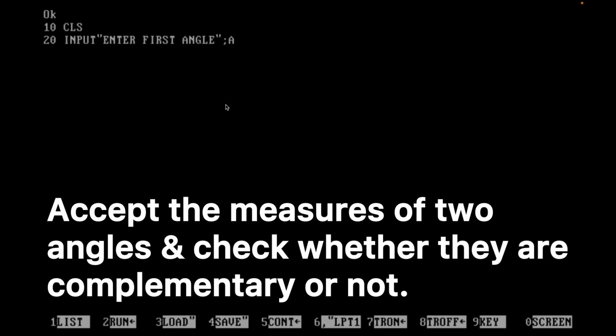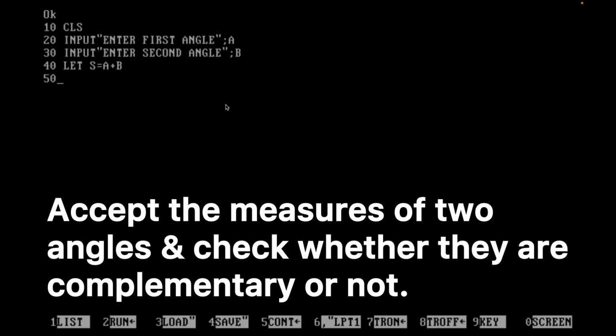You can take any variable you want. Then 30, again input, open inverted comma, enter second angle, close inverted comma, semicolon, B. Line number 40, we have to do let, because we need to calculate and check whether they are coming equal to 90 or not. So let S sum is equal to A plus B.